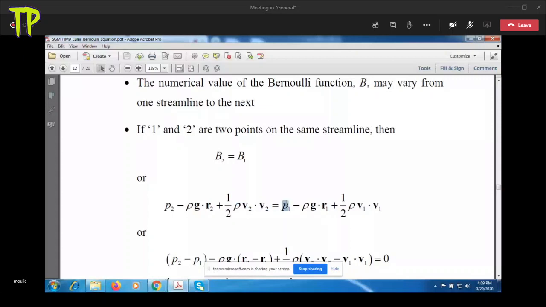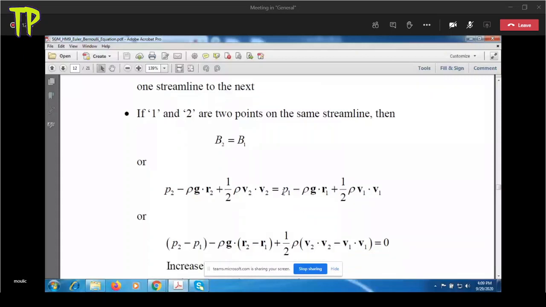So on the right hand side, you have P1, the pressure at point 1. This is the static pressure or absolute pressure. Then you have minus rho g dot r1, r is the position vector at point 1, and plus half rho V1 dot V1.